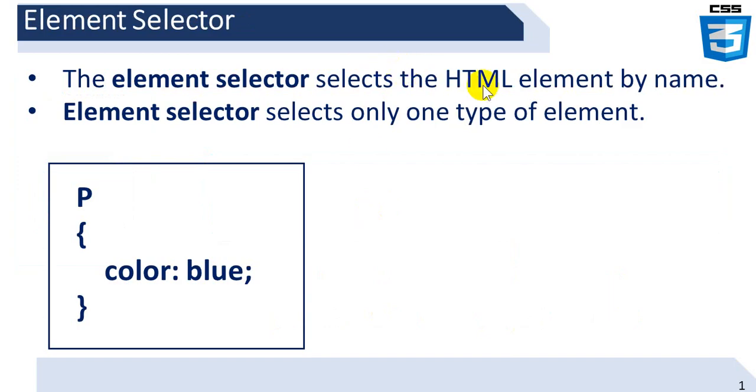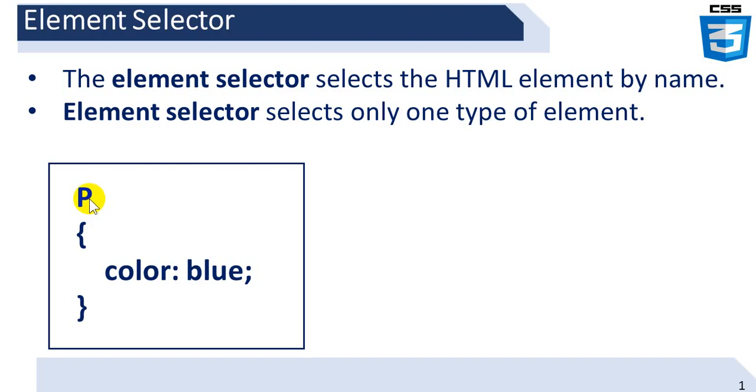So the element selector selects the HTML element by name. So what it does, it selects the HTML element with the help of tag name. For example, I want to select only paragraph tags, only the anchor tags, only the image tags. Then it selects the elements based on tag names. See, element selector selects only one type of element. So if you pass here P paragraph, it selects only paragraph types of elements. It is not going to select any other type of elements.